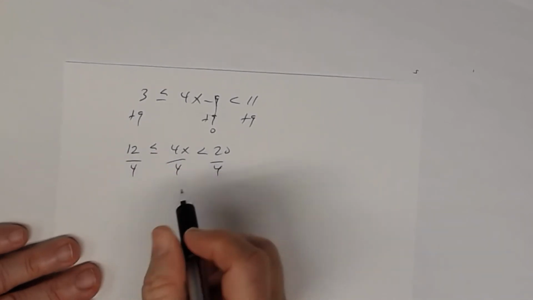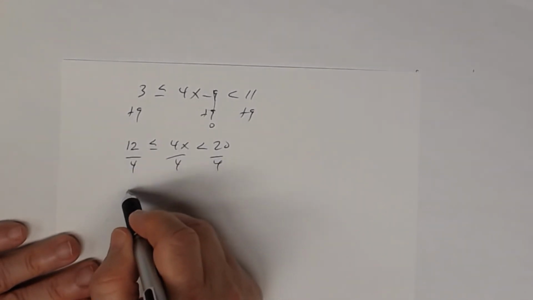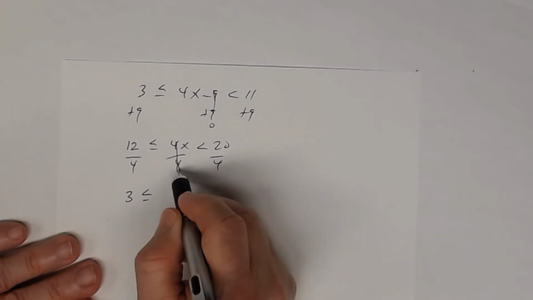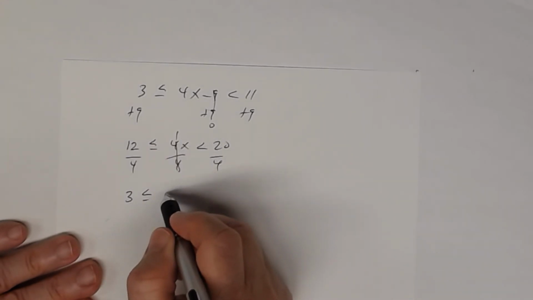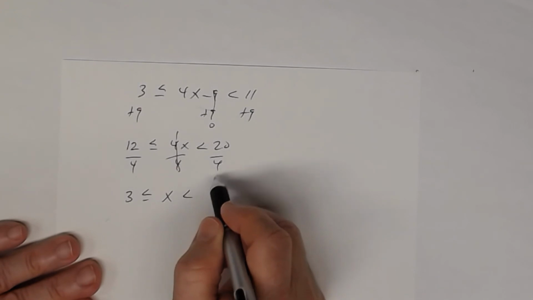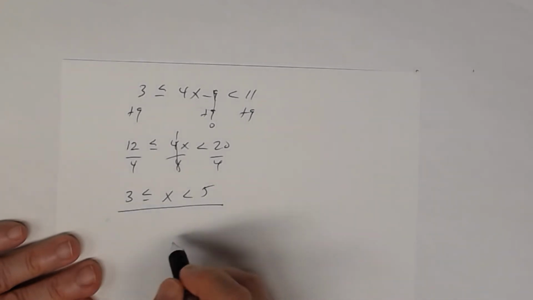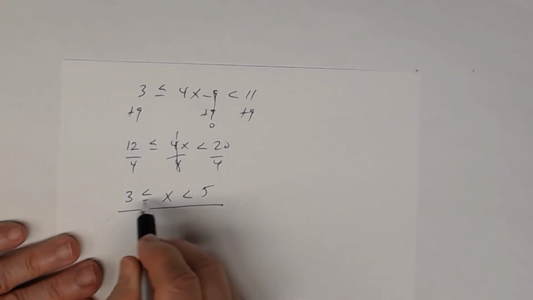And notice you're almost done. 12 divided by 4 is 3, is less than or equal to 4 divided by 4 is 1, 1 times x is x, is less than 20 divided by 4 is 5. There's your solution. So the solution is any real number between 3 and 5.